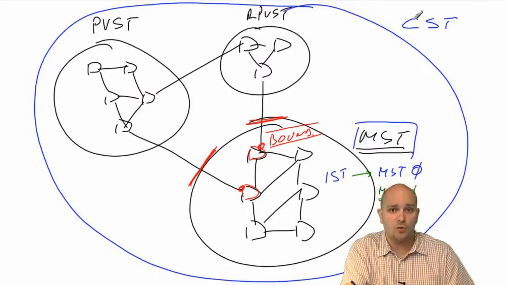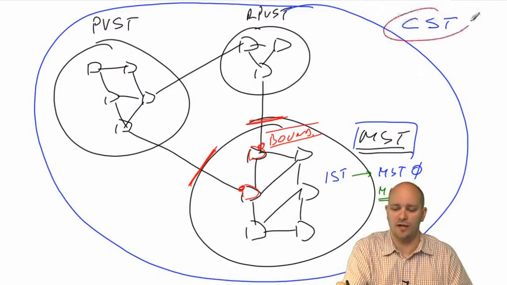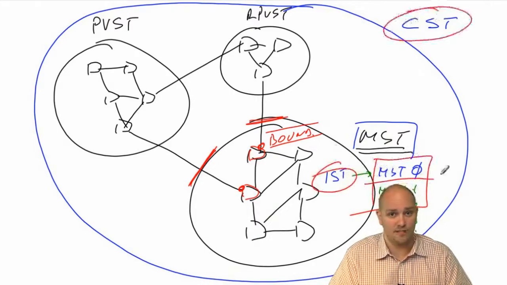So we can say that in our spanning tree network, in this large network that consists of multiple spanning tree domains, we are really running, from MST's perspective, three kinds of spanning trees. We are running the common spanning tree, we are running the internal spanning tree, and we are running per instance spanning trees inside the MST domain.